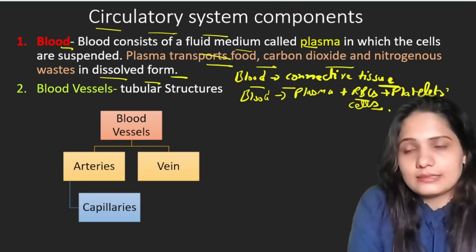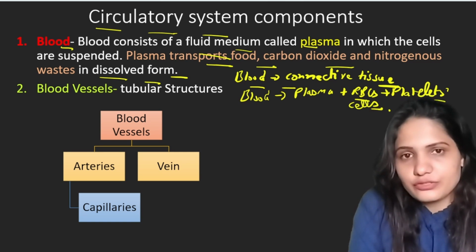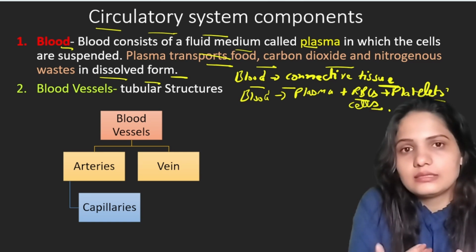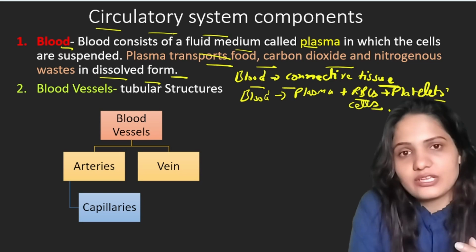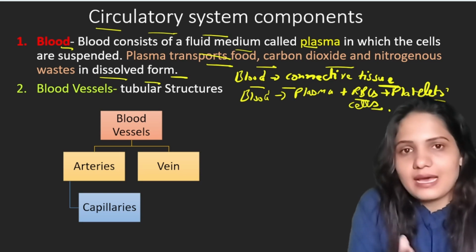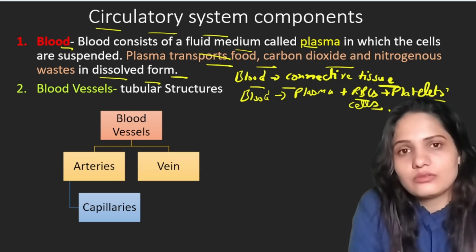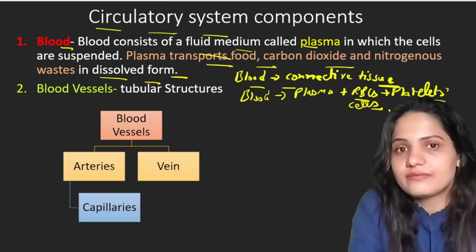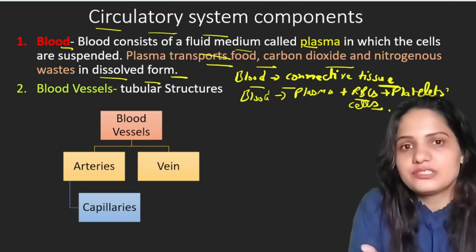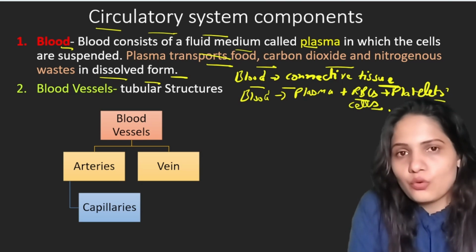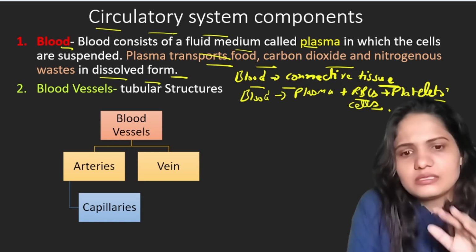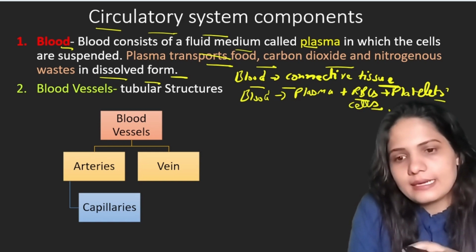If I say that these substances are transported by plasma, we can also say that they are transported by blood, as plasma is a component of blood. If plasma is transporting something, then we can also say that blood is transporting that particular thing, as blood is made up of plasma, right? So I can say that blood transports food, carbon dioxide, and nitrogenous waste.